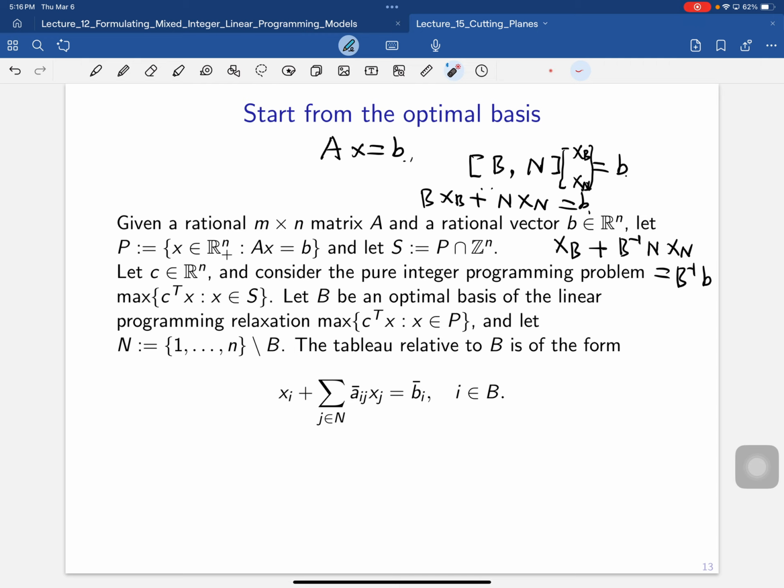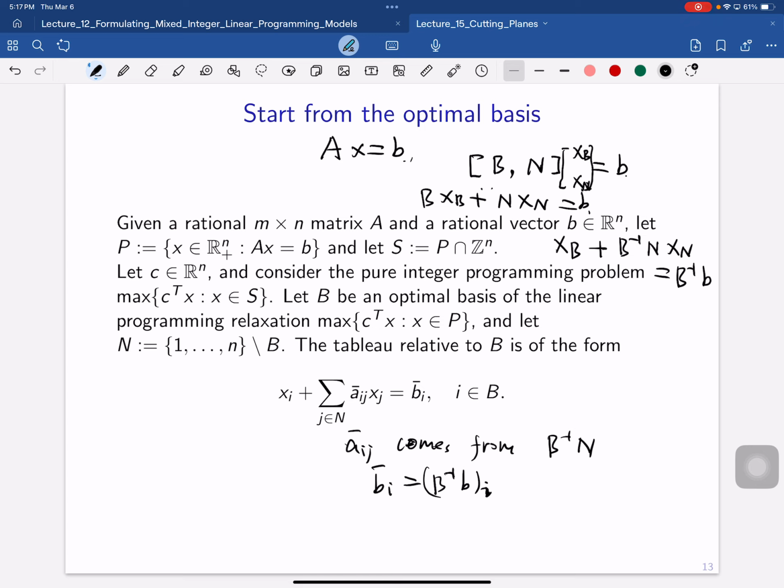Right? And that's what we did in the simplex tableau, right? So in this case, the aij bar comes from B inverse times N, and then bi bar equals B inverse times b for the ith entry, right? Okay, this is just to quickly refresh your memory.